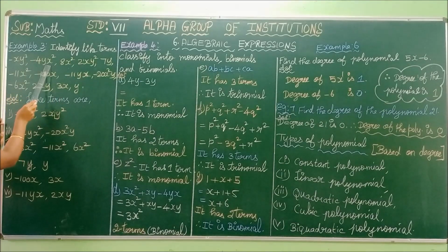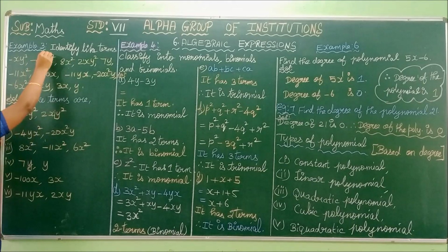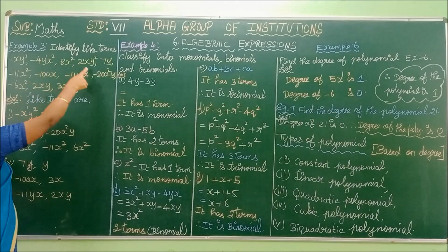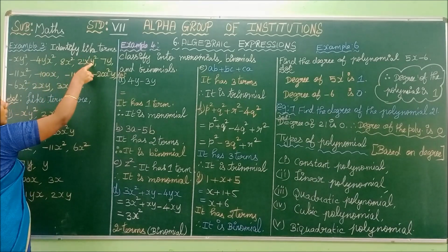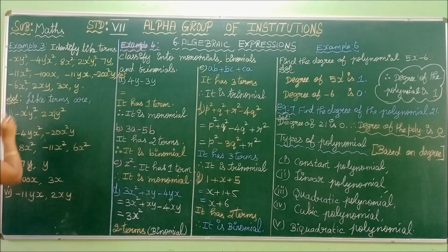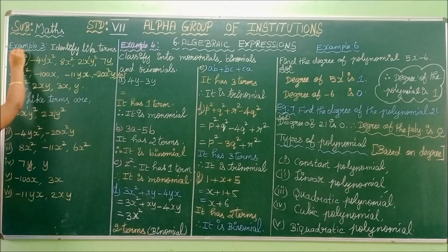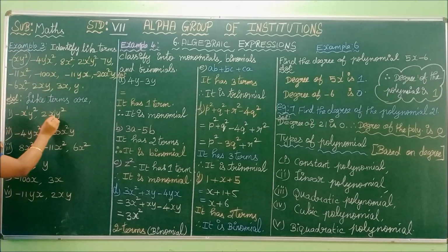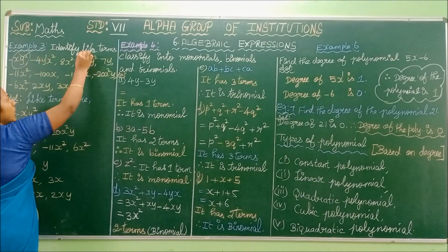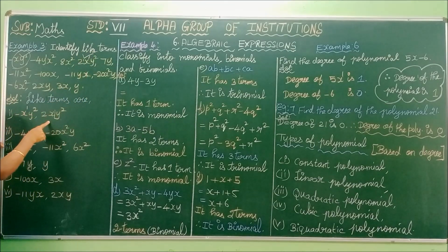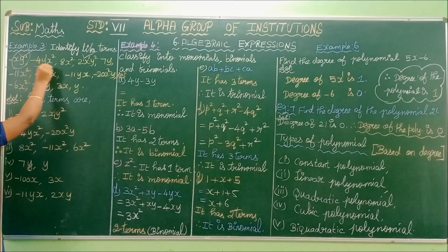See here, power of y is 1 and power of x is 2. So this is not a like term. See here, power of x is 1 and power of y is 2. It is similar to this first term. So these two are like terms. So you have to write the two terms together. Next you have to observe the second one.